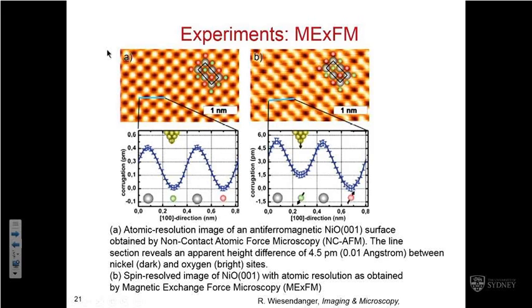You can also see that the difference between here and here is really small, approximately 4.5 picometers. So that's 0.01 of an angstrom. So these experiments are really quite difficult to do, and you have to cool down your sample to, I don't know what temperature, but a very cold temperature to get that kind of resolution.